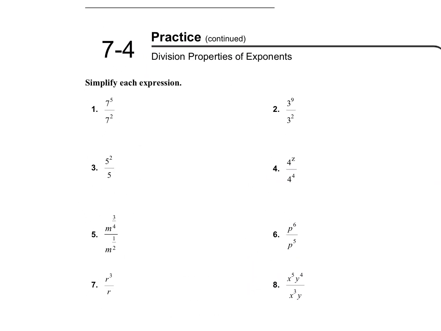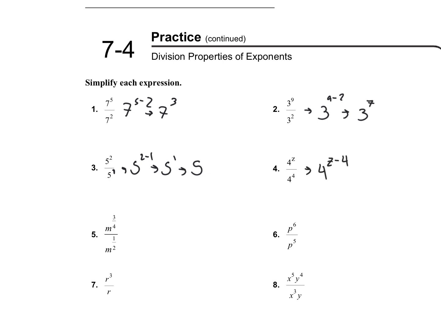For number 1, we're going to do 7, 5 minus 2, which is just 7 to the 3rd power. I'm going to leave them in exponential form. Number 2 is going to be 3, 9 minus 2, so it's just 3 to the 7th power. Remember, for number 3, that 5 at the bottom has an exponent of 1. So we can just write it as 5, 2 minus 1, which is just 5 to the 1st power, which is just 5. For number 4, it's going to become 4, z minus 4. And that's all we can do because z is not a number.